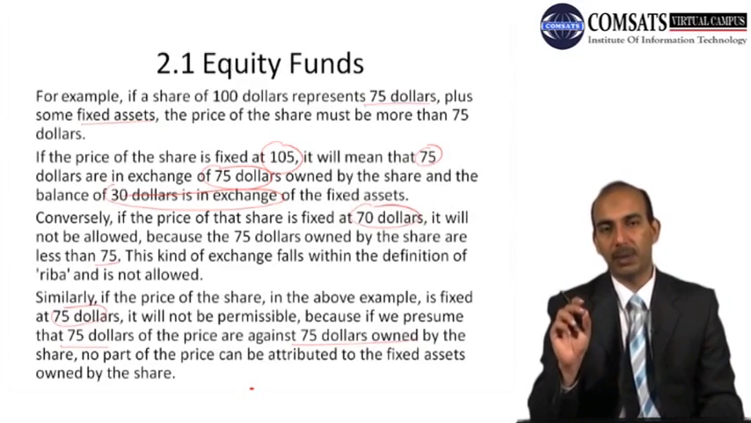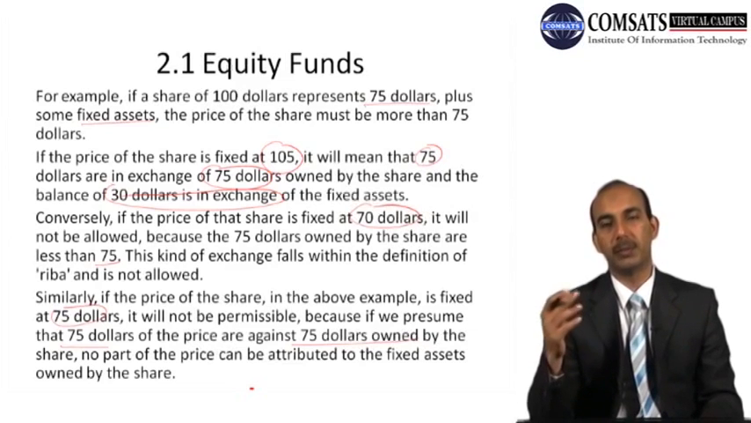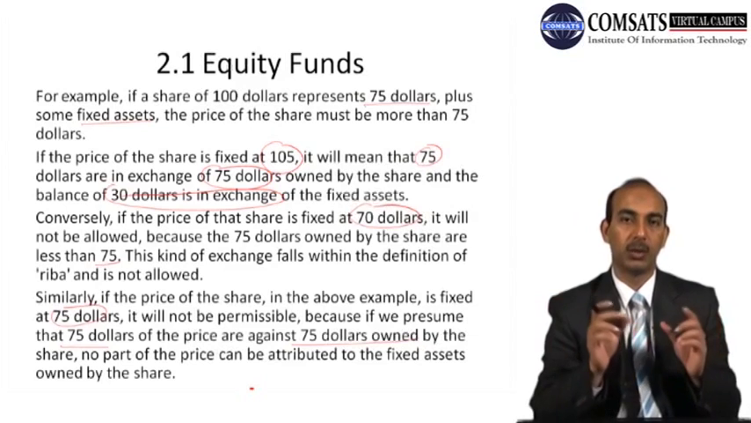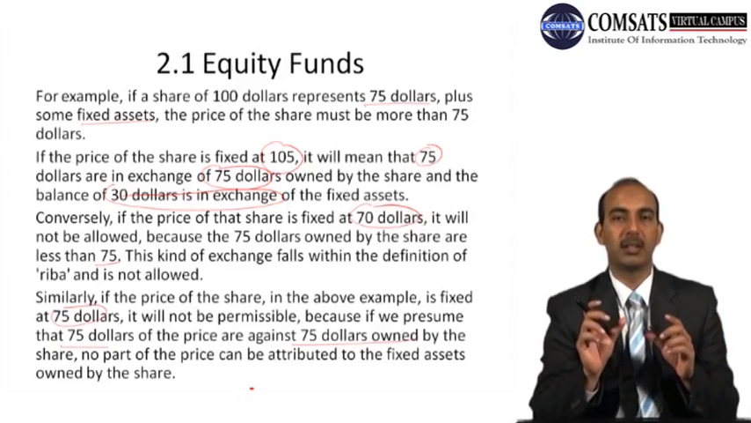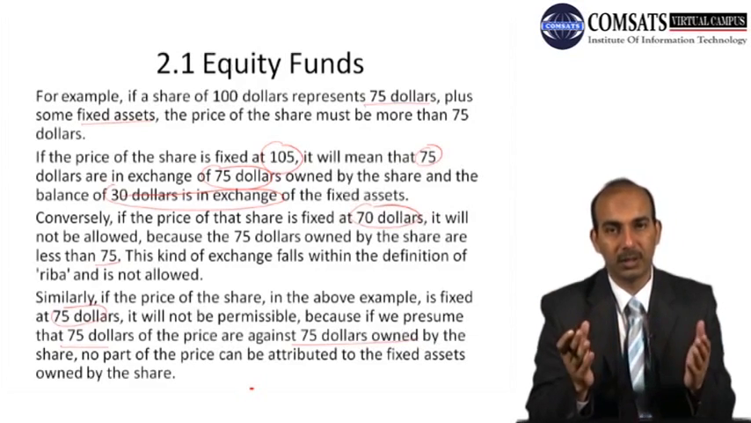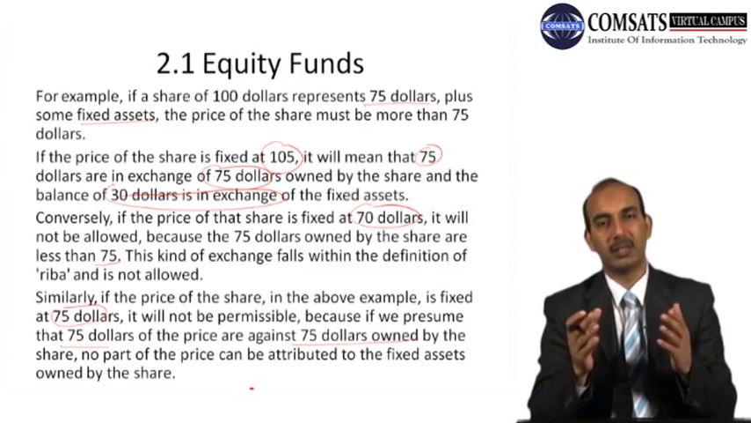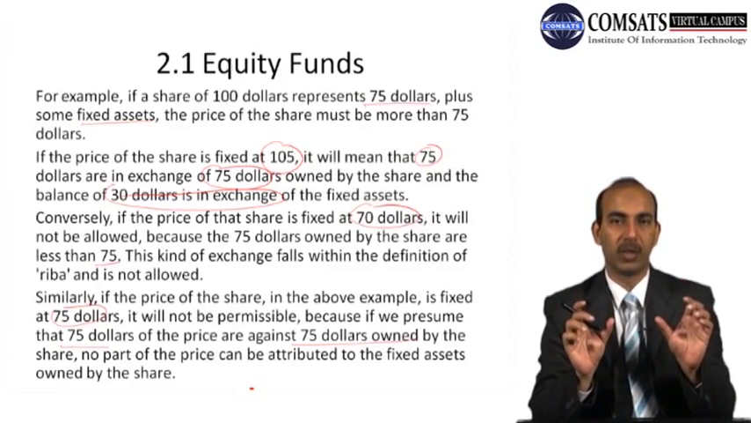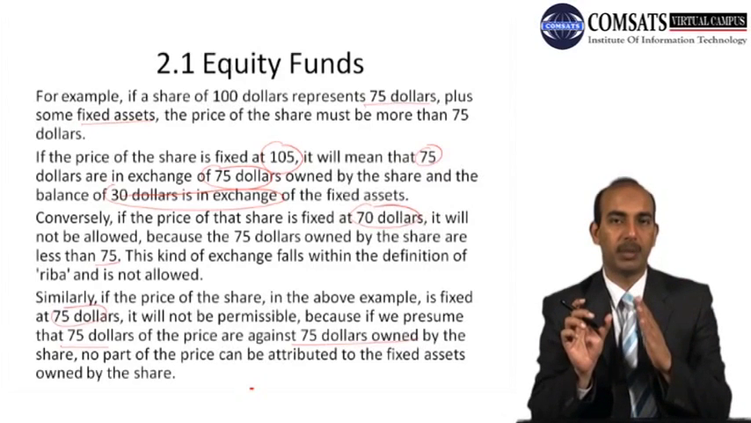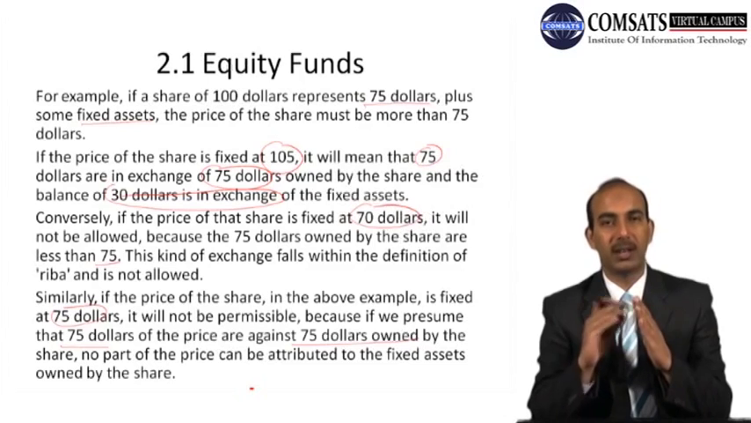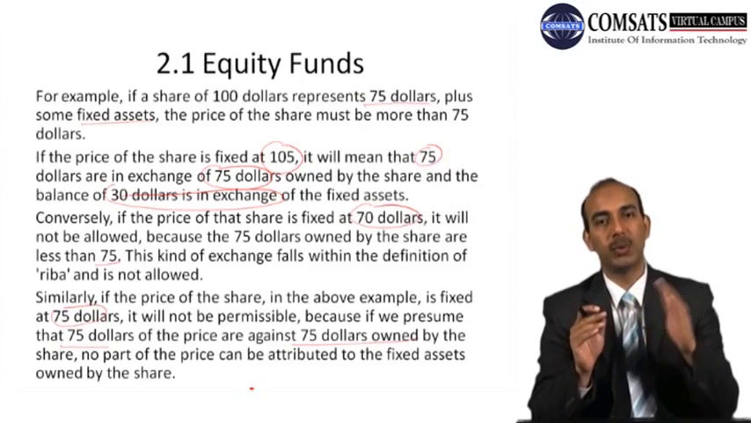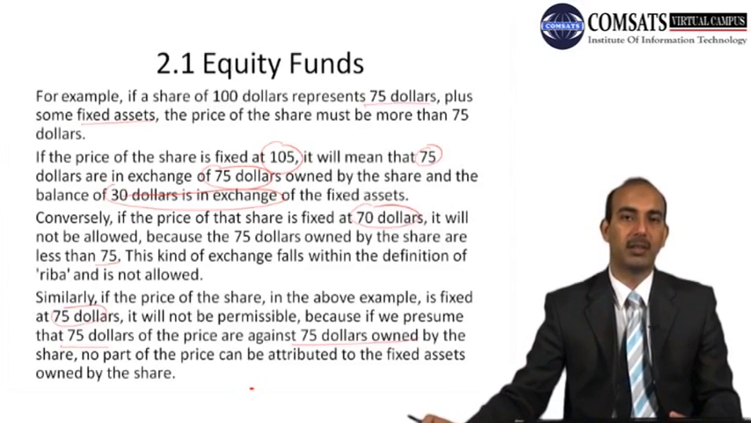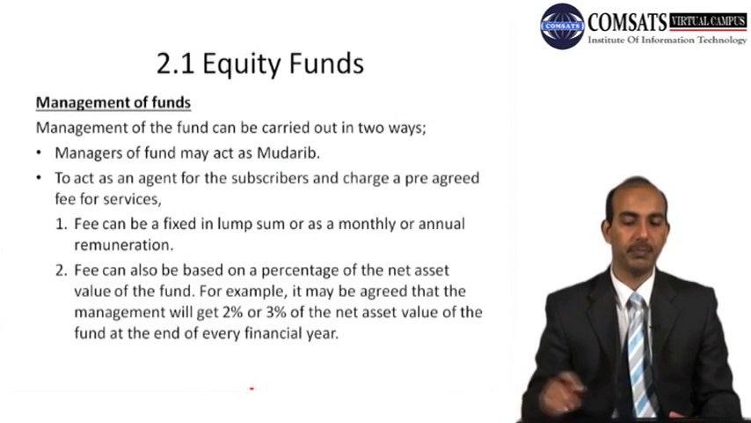So if the liquid part of the asset is 50% and the illiquid part is 50%, and suppose the price of that share is $100, so it represents 50% liquid and 50% illiquid asset. So its price should not be equal to 50 or less than 50. Its price should be more than $50. Otherwise it will not be allowed to invest into such stocks.